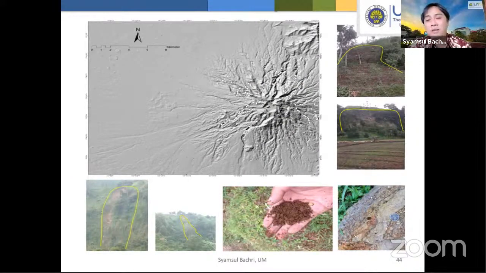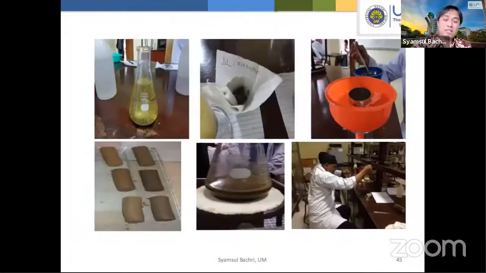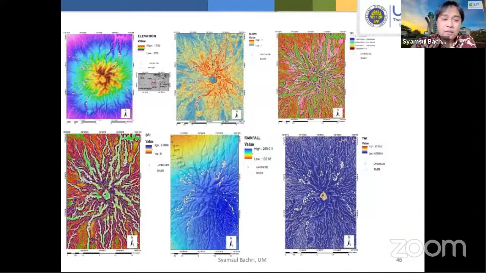Another impact, not only the eruption but also landslides, occurred in the area. So I also did a survey on the landslides. This is the laboratory section, what I did regarding the material from Kelud. And I mapped everything about the elevations, the rainfall, and everything correlated to the disaster activity in Kelud.